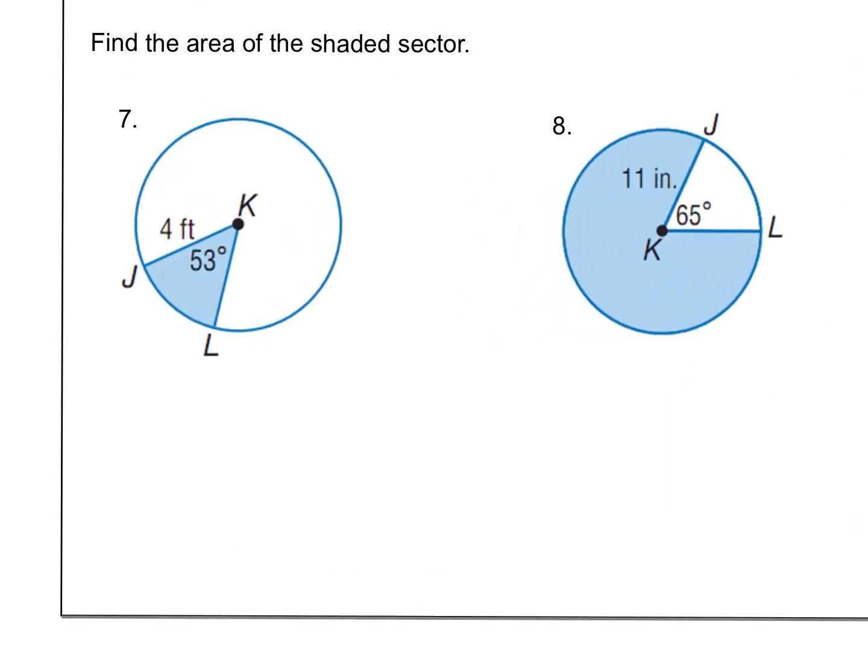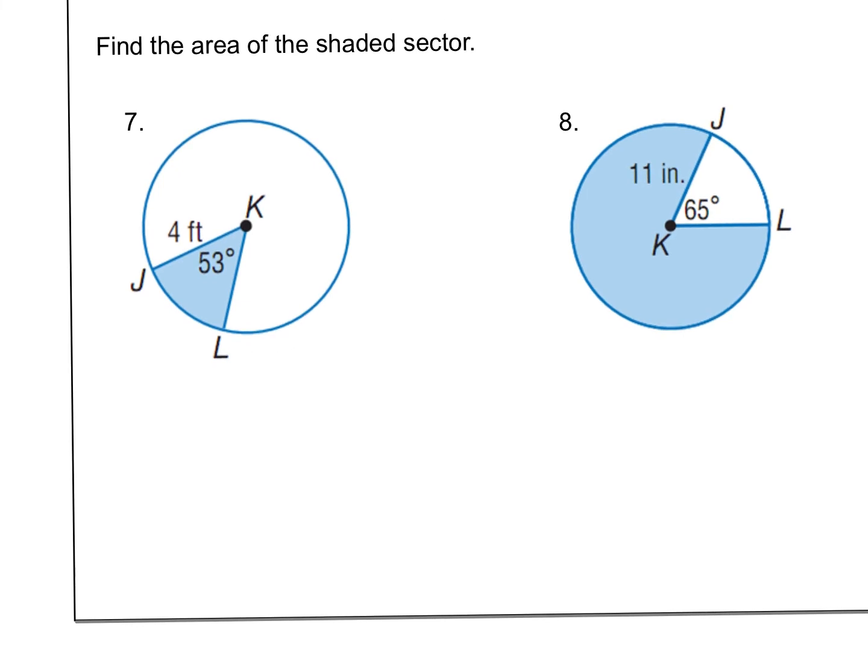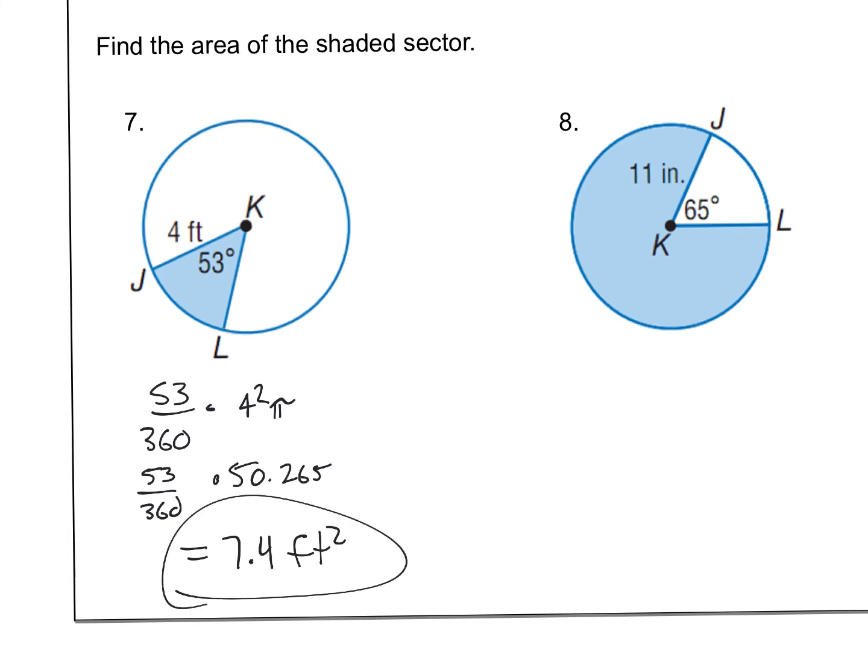Okay, a couple other little examples here. This one, number 7. So I want 53 out of 360 times 4 squared pi. Okay, so 16 pi is going to be 50.26 times 53 over 360. And that's going to equal 7.4. All right, feet squared. Make sure you're labeling your answers. Okay, please be picky with a label.